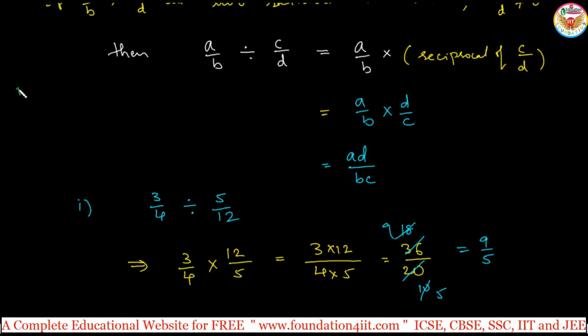Let us see why we need to do it like this. Now just to check this, actually this is a by b divided by c by d, right? A by b divided by c by d we can write.